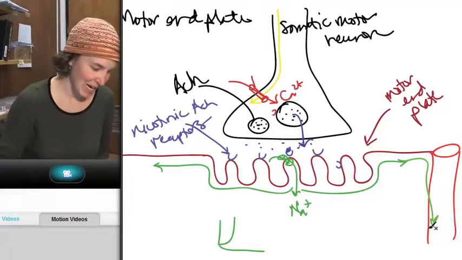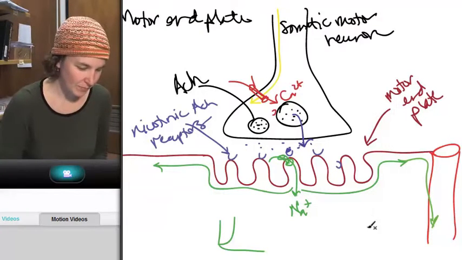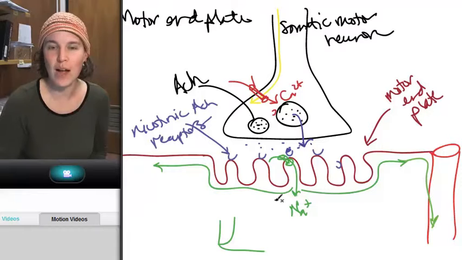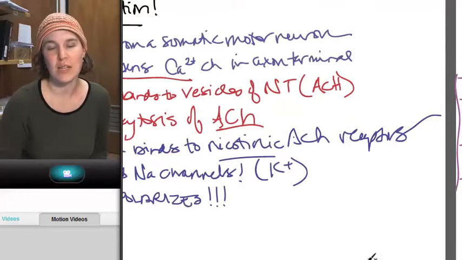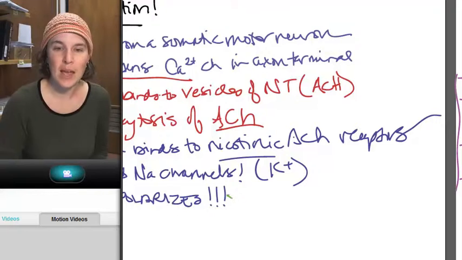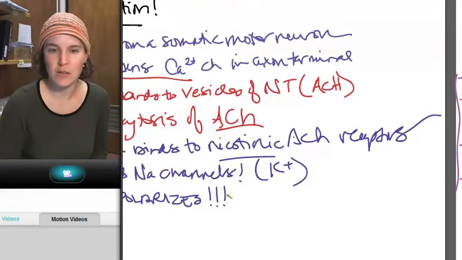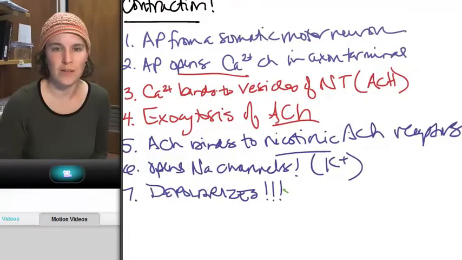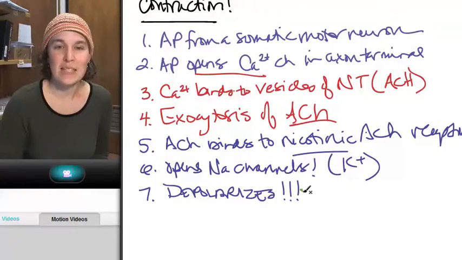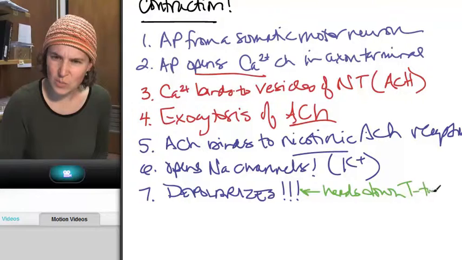I think that's number 8. That was number 7. We depolarize. Okay, this is all number 7. We depolarize the cell, and it travels down those T tubules. The depolarization heads down the T tubules.